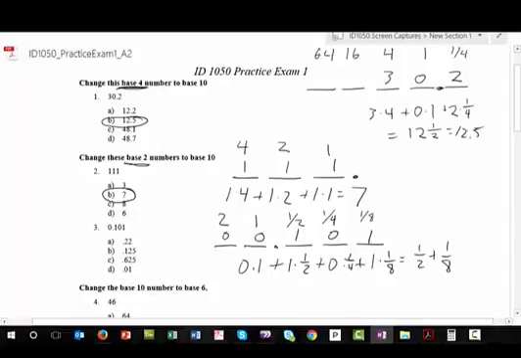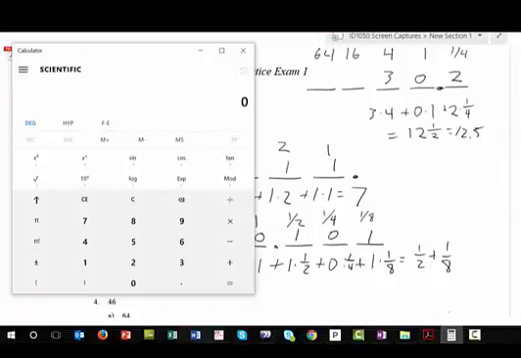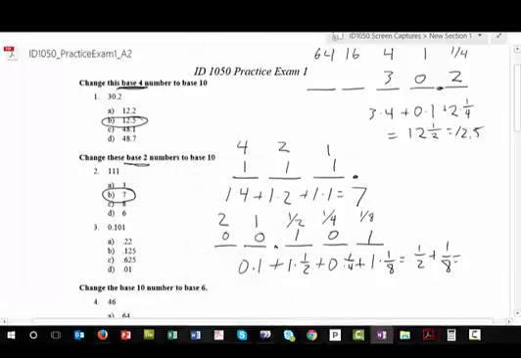I'm just going to use this calculator right quick. 1/2 plus 1/8, 0.625. We check to see if that's an answer. Sure enough, it is. So there's the answer for that one.